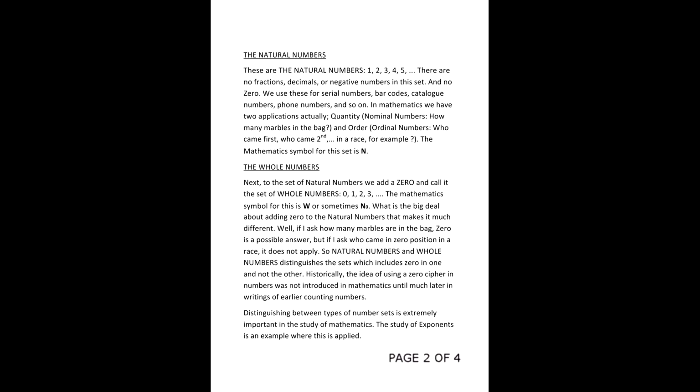What is the big deal about adding 0 to the natural numbers that make it so much different? Well, if I asked you how many marbles are in the bag, 0 is a possible answer. But if I asked you who came in 0 position in a race, well, it does not apply. So natural numbers and whole numbers distinguish the sets which include 0 and 1 and not the other. Historically, the idea of using a 0 cipher in numbers was not introduced in mathematics until much later in the writings of earlier counting numbers.